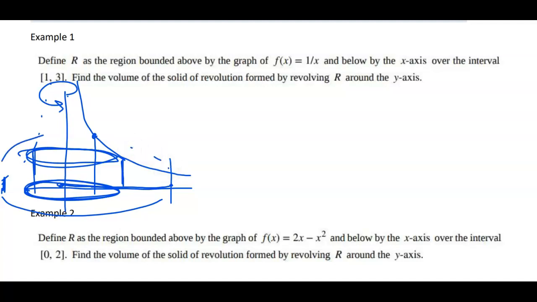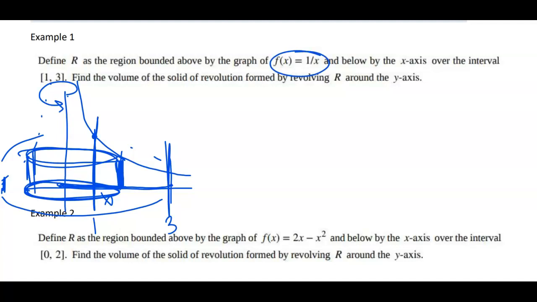Goodness, that's a mess. Okay, pretend like that looks okay. So I'm going to still integrate with respect to x. So I'm going to integrate from 1 to 3. So I don't have to worry about there being any weird spacing or anything, because this distance to here is still just x. And then my height of each one of those is just my function value.